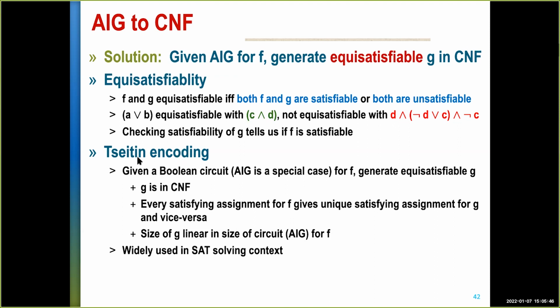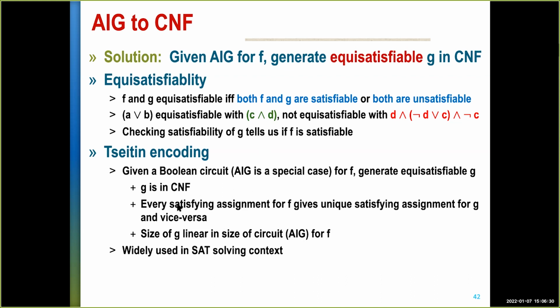This Tseitin encoding is what is used to take an arbitrary Boolean circuit, the AIG just being a special case of that, and give you another formula G, which is linear in the size of F, which is in CNF, and which will be equisatisfiable to F. So we want this: given the AIG F, I want to generate an equisatisfiable formula G, such that G is in CNF, and the size of G is linear in the size of F, the size of the AIG.